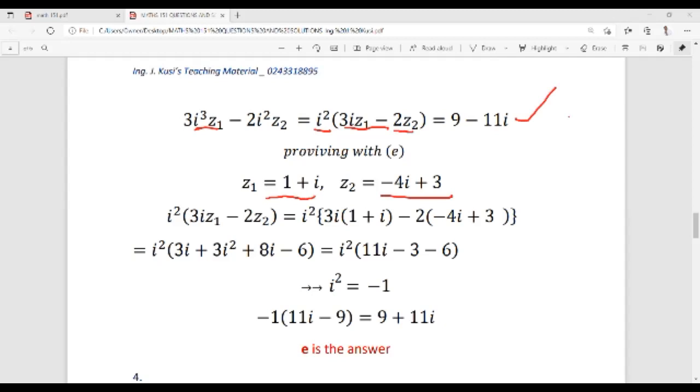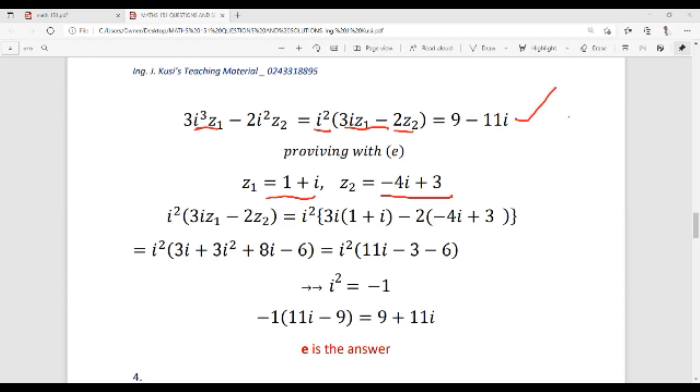So E is saying Z1 is 1 plus i, and Z2 is minus 4i plus 3. The answer at E, you pick it and you check it. They checked the first one and it satisfied it. So we are using it to check the second one. Are you getting my point? Okay, good. Yes, sir. Good.